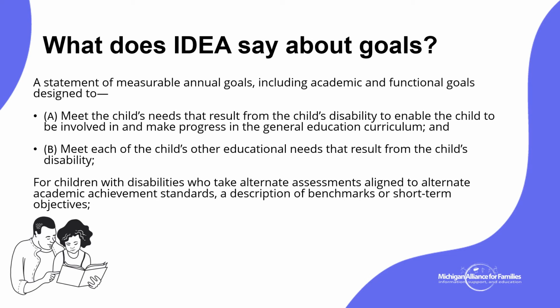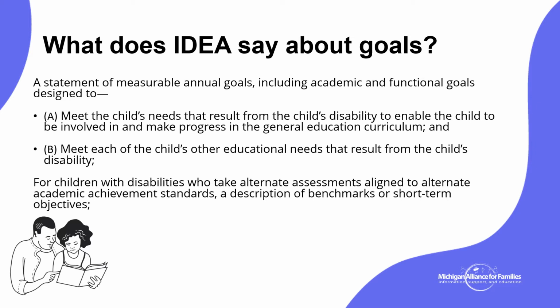All right, so we touched on Endrew, and you can Google that for more information. Let's flip back a little bit to IDEA and what it says about goals, because it is, again, a requirement within the federal law where it defines what the individualized education program has to include: a statement of measurable annual goals, including academic and functional goals that are designed to meet the child's needs that result from the disability, to enable the child to be involved in and make progress in the general education curriculum, and meet each of the child's other educational needs that result from the child's disability.